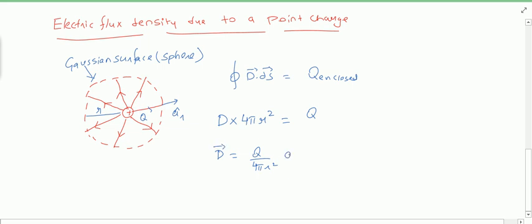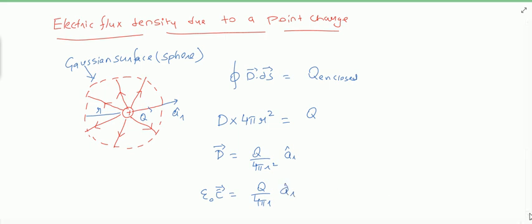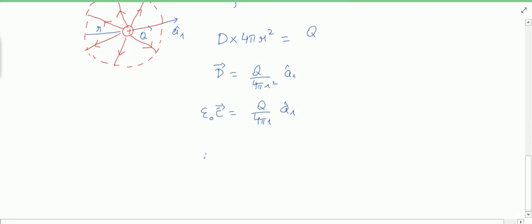it will have only the r component, and you can also write the expression for electric field intensity, because D is nothing but epsilon naught E, or if there is a different medium, it can be epsilon E. You know that due to a point charge, the electric field is given by 1 by 4 pi epsilon naught Q by r square a_r cap.